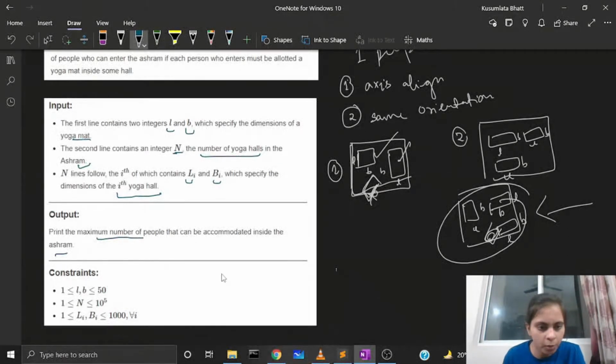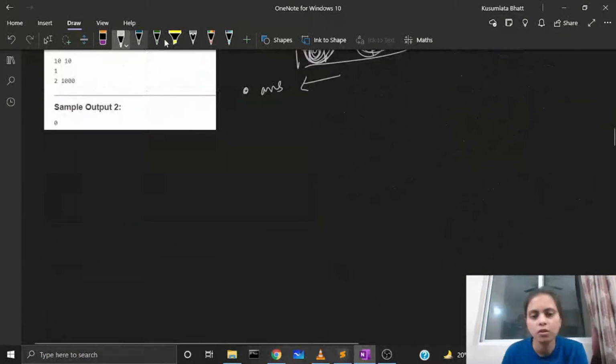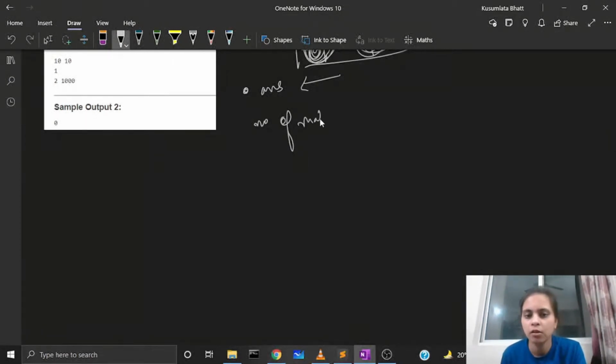The constraint of the problem is that the l and b values are going to lie between 1 and 50. The n value can be large, up to 10 to the power 5, and the Li and Bi values will lie in the range of 1 and 1000. So now how can we find the number of mats in the ith yoga hall?